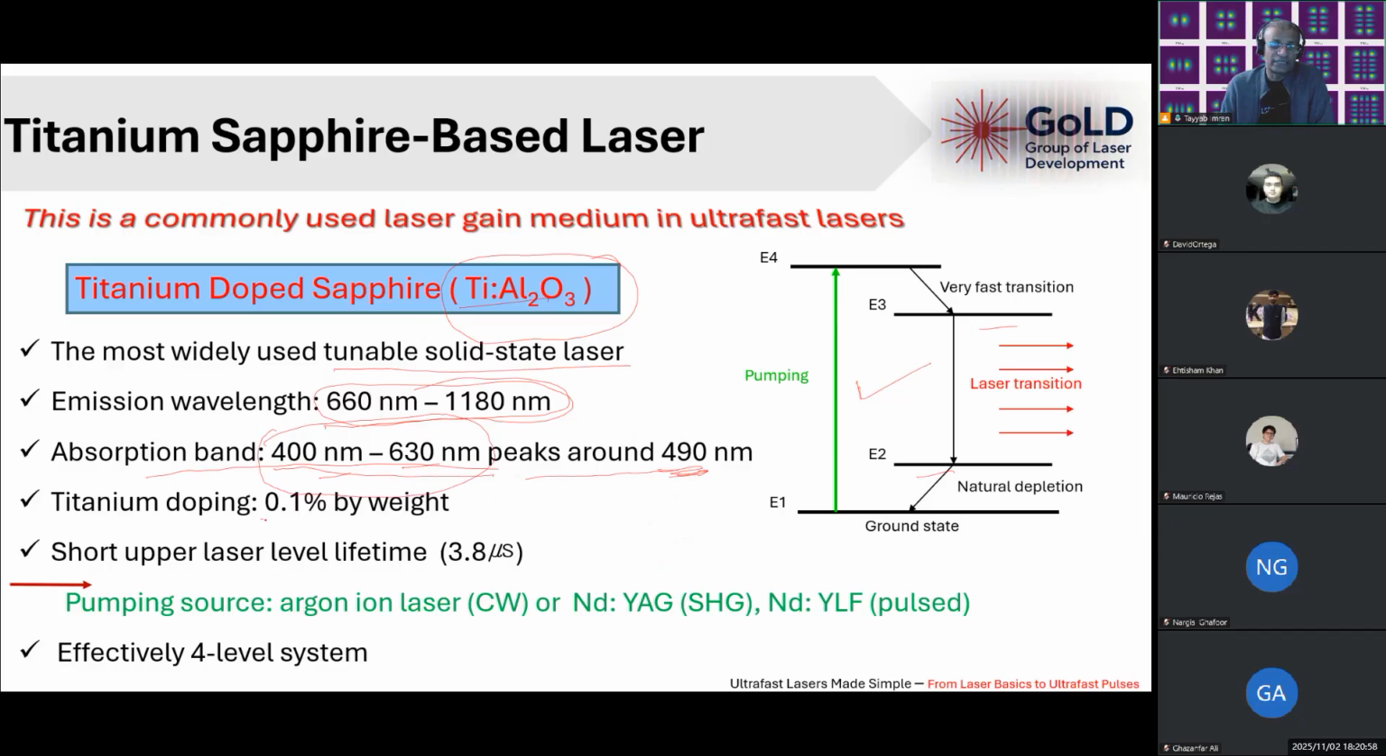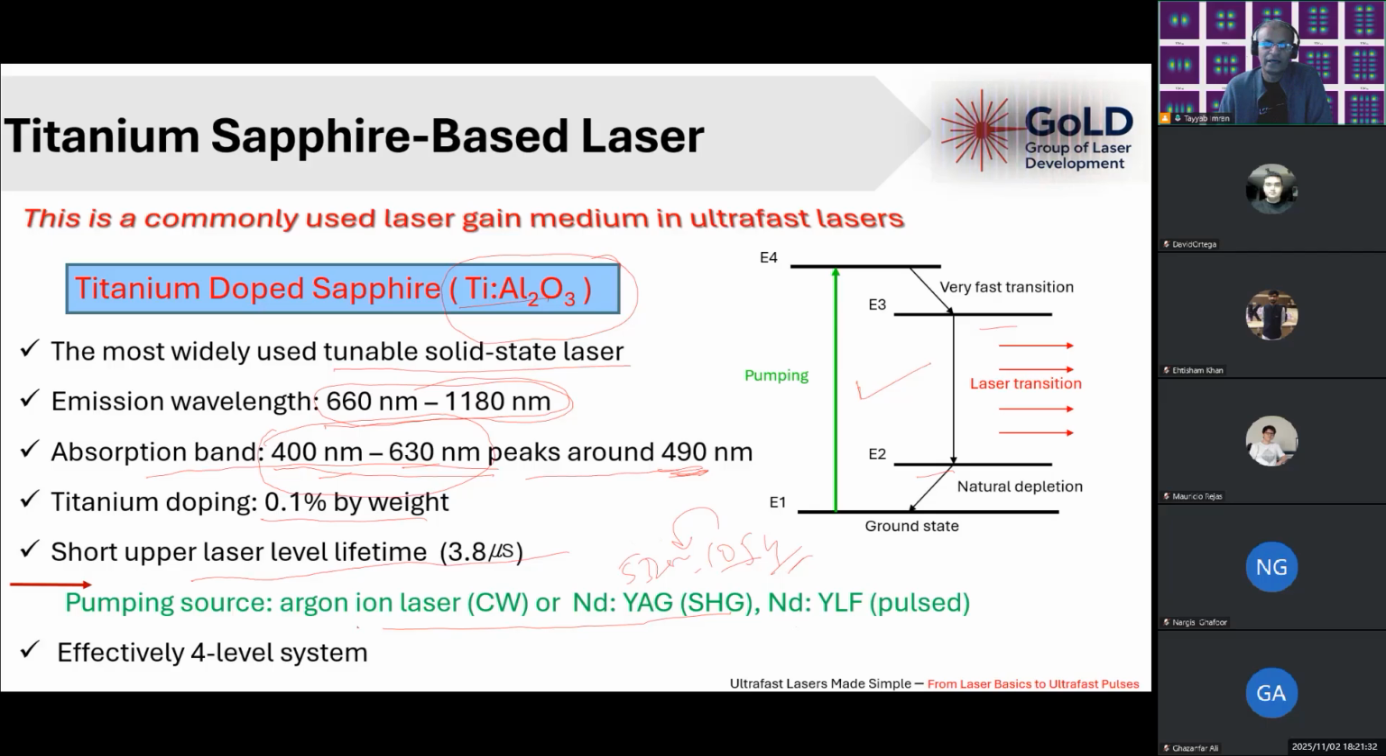So titanium doping is 0.1%, and it has a short upper laser level lifetime, which is only 3.8 microseconds. The pumping source, as I mentioned before, is the second harmonic of Nd:YAG, because we don't need 1064 or something like this. Second harmonic means half of this wavelength, so it's around 532 or something like this.